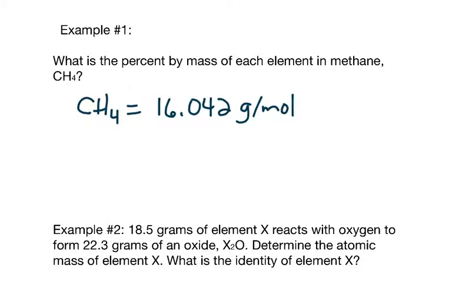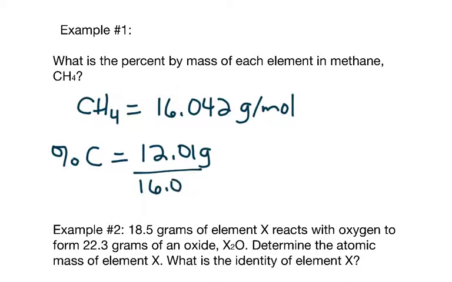Again, I'd encourage you all to use the periodic table you were provided. To figure out the percent that's carbon, we're going to do 12.01 grams divided by 16.042, and if you do that, you can probably hear my calculator clicking in the background, and you multiply by 100.